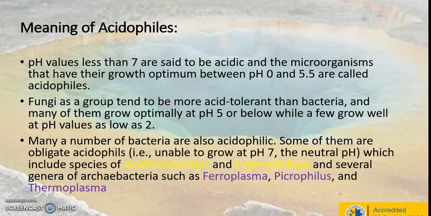Fungi as a group tend to be more acid tolerant than bacteria, and many of them grow optimally at pH 5 or below, while a few grow well at pH values as low as 2. Many bacteria are also acidophilic. Some of them are obligate acidophiles, unable to grow at pH 7, which is known as the neutral pH. This group includes Acidithiobacillus and Leptospirillum, and several genera of archaebacteria such as Ferroplasma, Picrophilus, and Thermoplasma.